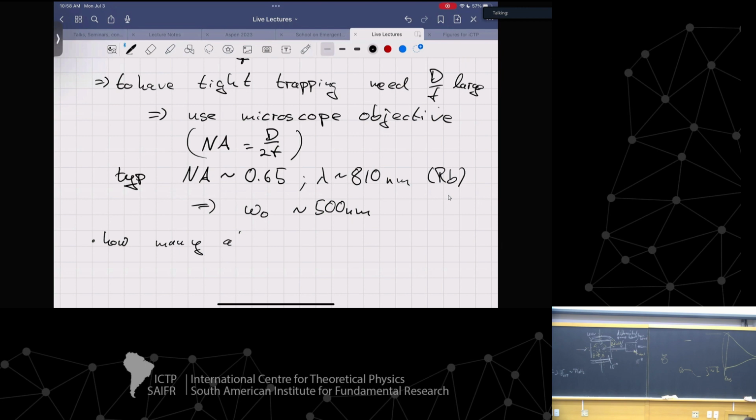And in principle, you would say there's no cap. If you keep this on longer, you will accumulate more atoms, and that would not be great. But there's actually a very useful mechanism, and it's called light assisted collisions. It's just a name. And this effect guarantees that you have 0 or 1 atom.